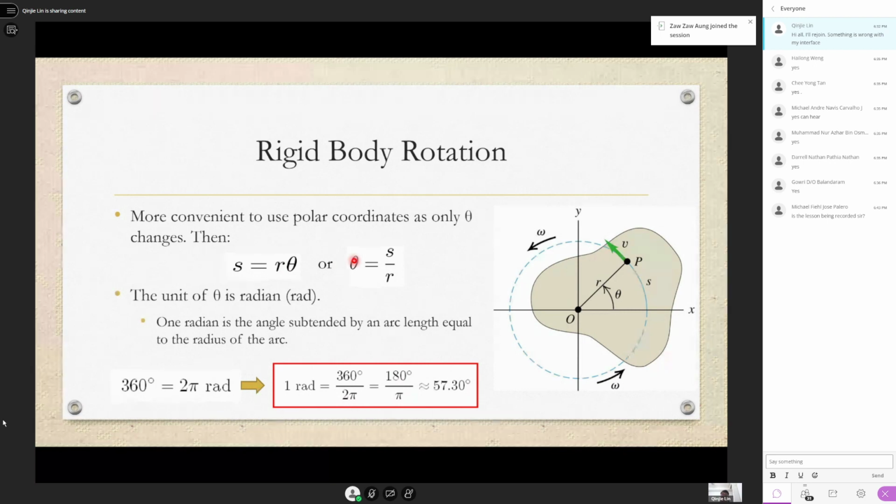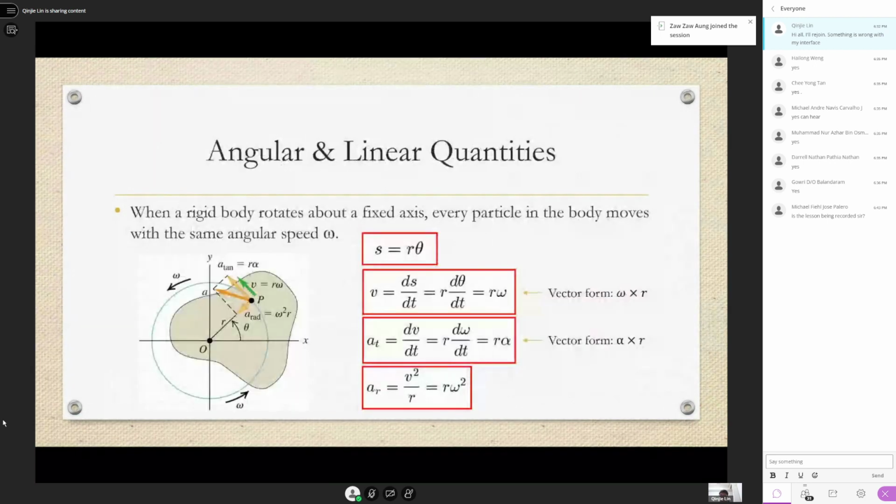Okay, so this part is: when a rigid body rotates about a fixed axis, every particle in the body moves with the same angular speed. So same thing for angular quantities, every particle is moving the same.